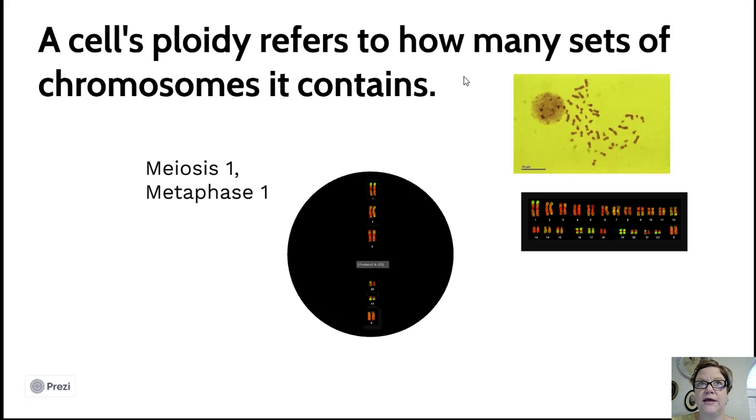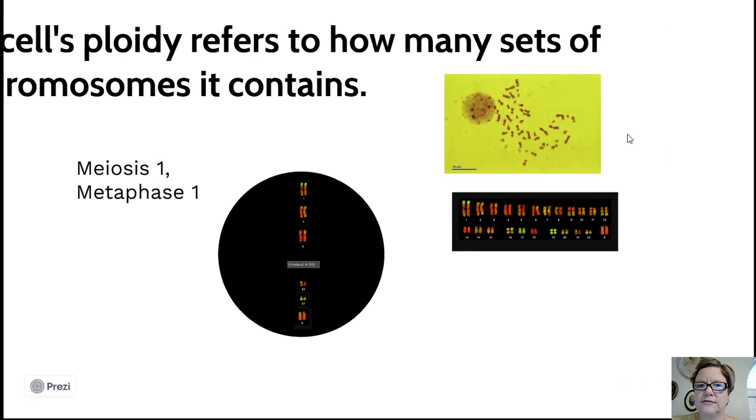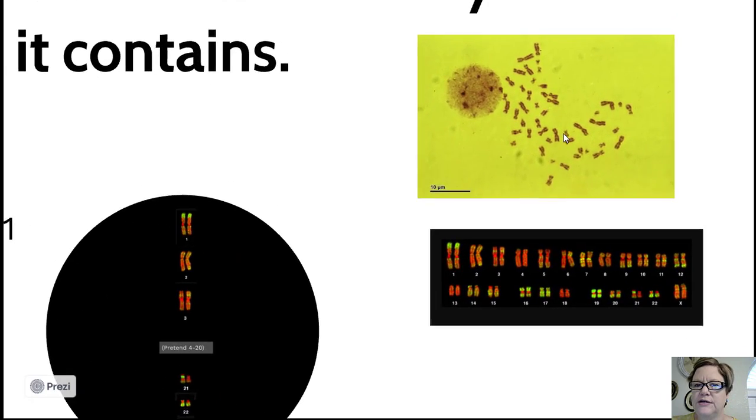So a human cell would have 23 pairs, and each pair means 2. So 23 pairs is 46 total chromosomes. But that is 2 sets in humans. So what I did was I created this little visual aid here.